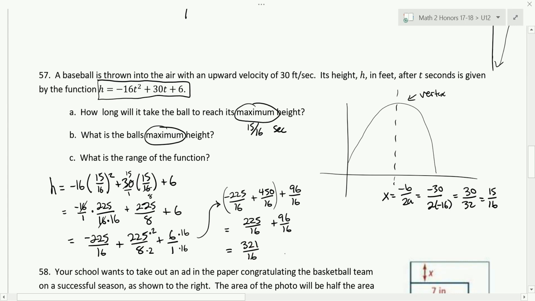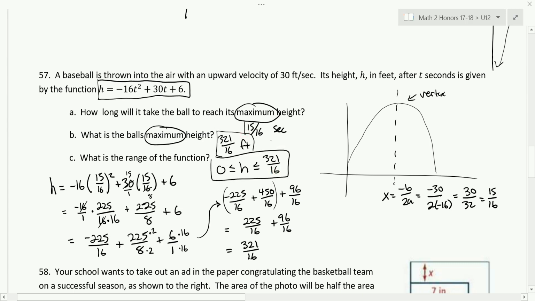Okay. We got the x value really quickly. The y value we had to work for, okay? And so we found the ball's maximum height is 321 over 16 feet. Okay. What's the range of this function? So does it minimize? Is there a minimum? It's not going to go below the ground, right? So ground level is height 0, right? So 0 less than or equal to the height less than or equal to, does it have a max? Max is out at what? 321 over 16. Okay, so this was a vertex problem.